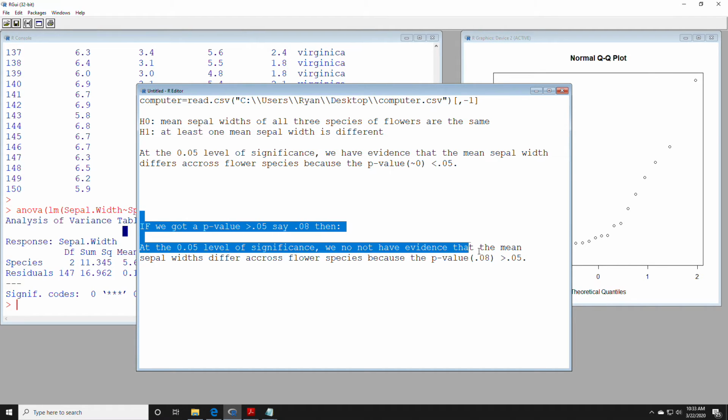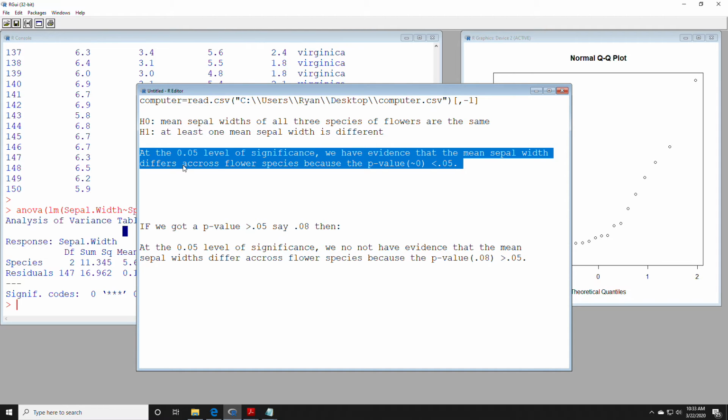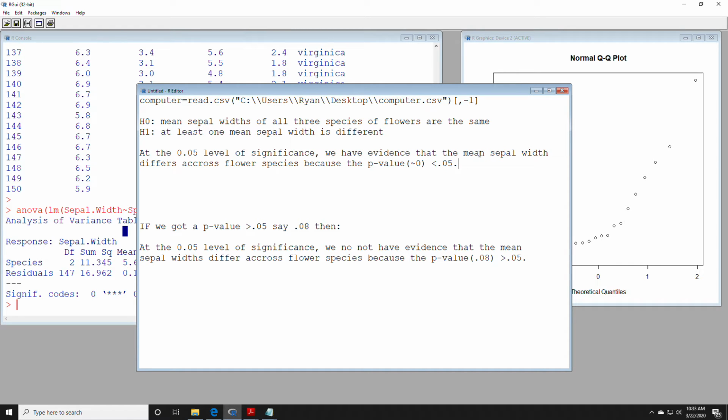So if this is the case, we're pretty much done. We're saying there's no evidence that they're different, so there's nothing left to do. For this one, we're saying that they're different. However, we're still probably wondering which one is the biggest, which one is the smallest, etc. It just says that there's a difference.